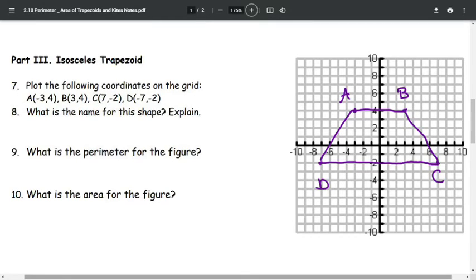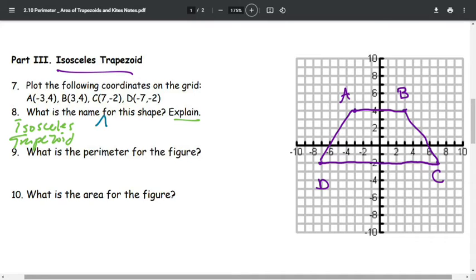Okay, so next we're going to take a look at an isosceles trapezoid. So the first thing we need to do, of course, would be to plot our points. After we do that, your figure should look like what I have in the coordinate plane. Number 8 asks the name of this shape, so it's kind of obvious it's going to be an isosceles trapezoid. However, it wants us to explain, and there's one way that we can prove that this is an isosceles trapezoid. What makes it different compared to a regular trapezoid is that the legs are congruent with one another. So that's what we need to prove, that the legs of this isosceles trapezoid are congruent. If we do that, that proves it's an isosceles trapezoid.